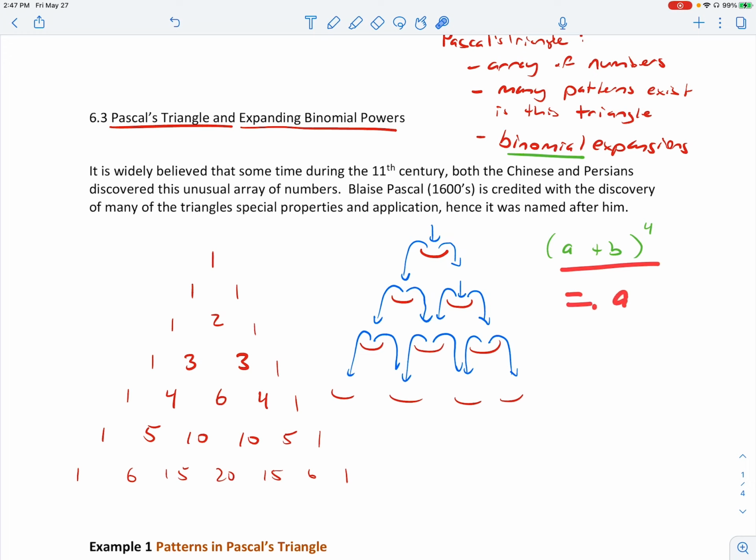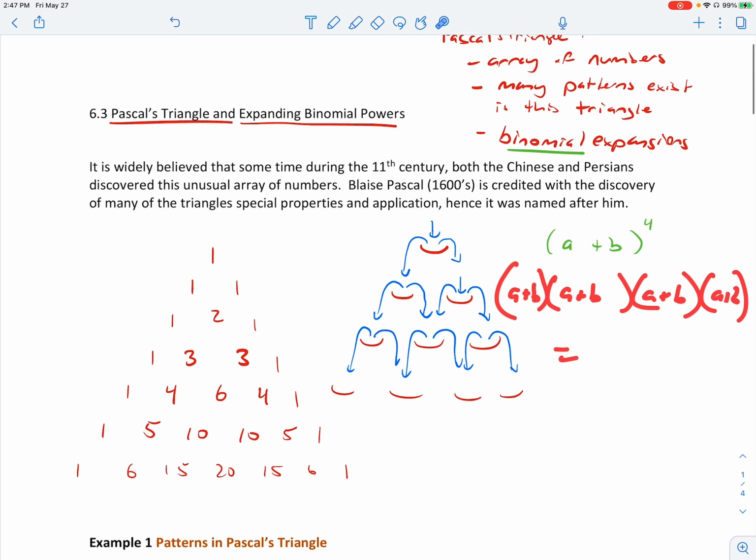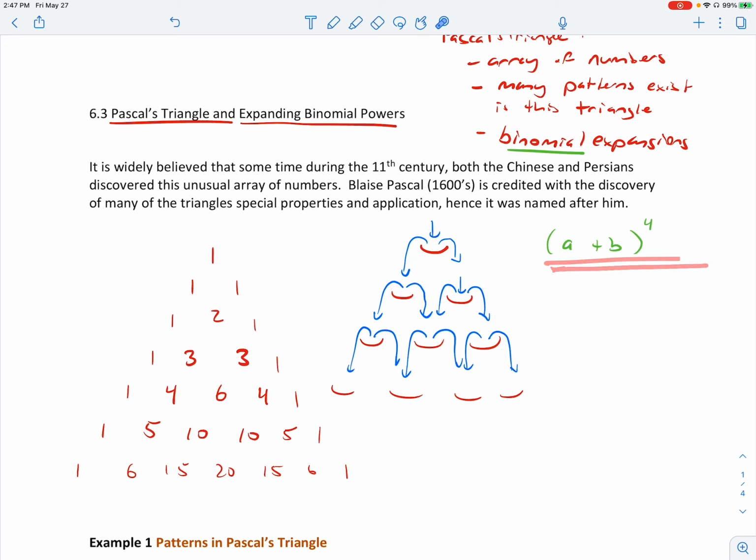So remember, this is not going to be a to the 4 plus b to the 4. That's not how this works. We would have to do FOIL, right? We'd have 4 sets of brackets, all have a plus b in them. We'd have to do FOIL for each one, and it would take a really long time to finally get an answer, and we'd hope we wouldn't make a mistake along the way. So Pascal's triangle is going to give us a shortcut to solving these.